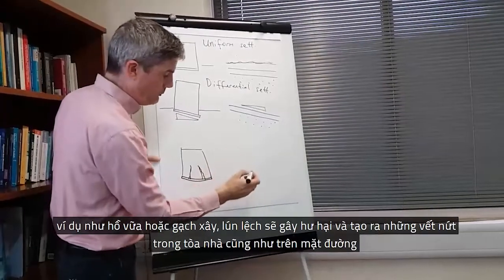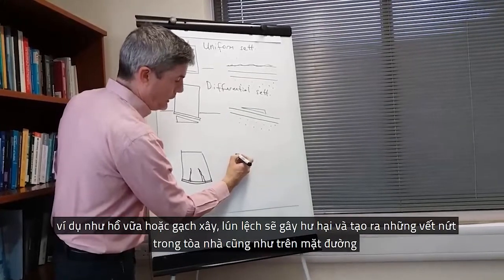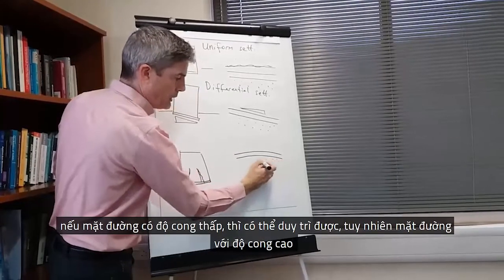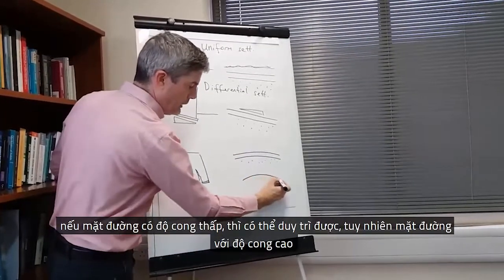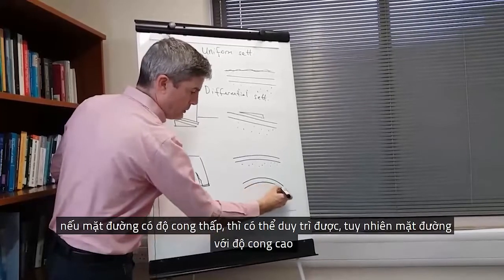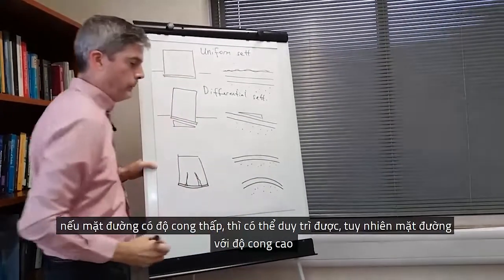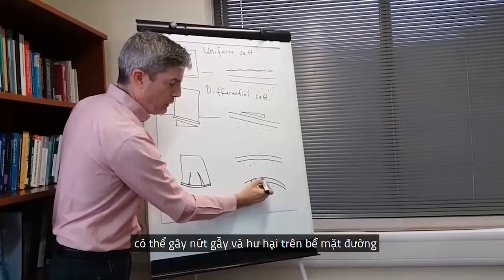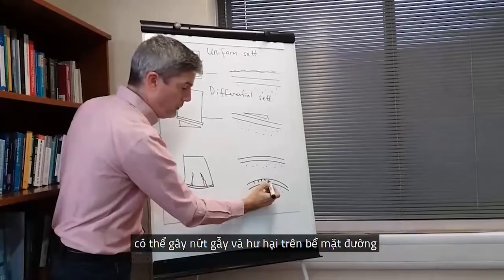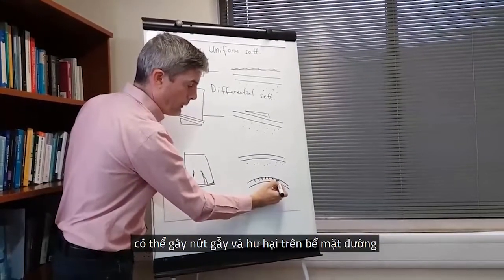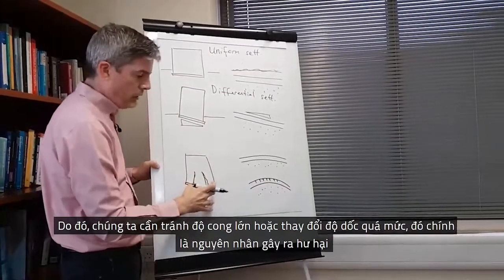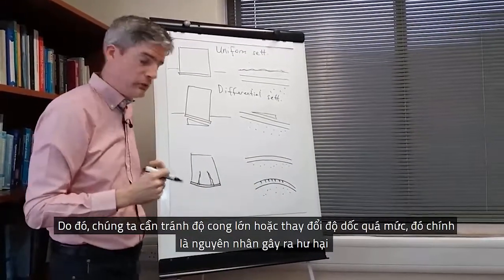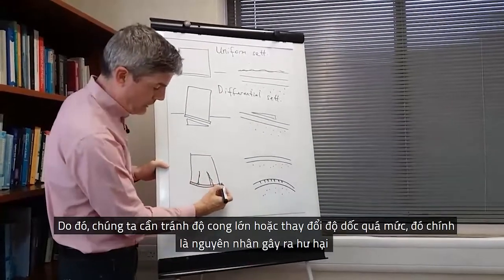The same goes for a pavement. If the pavement has a low curvature like that, it may be able to sustain that okay. But if it has a higher curvature, exaggerated there, that is going to quite likely cause cracking and damage in that highway pavement surface. So it is really the curvature or the change in slope that we want to avoid because that's what causes the damage. And we measure that.